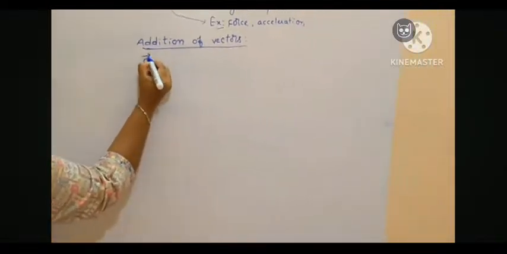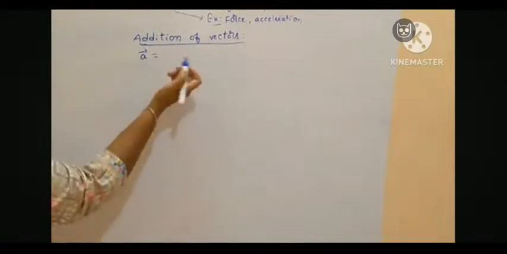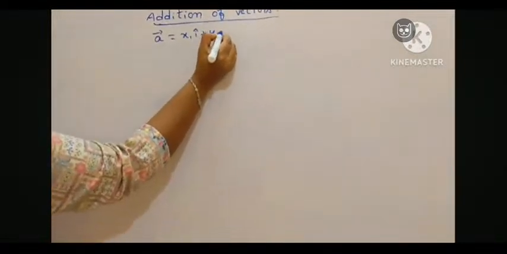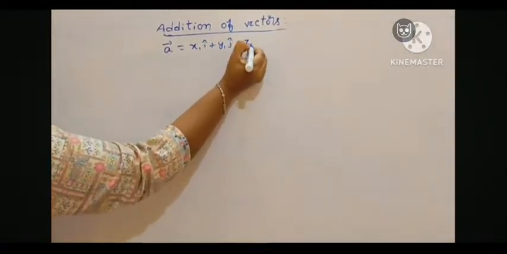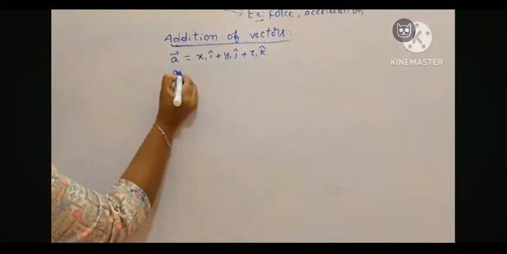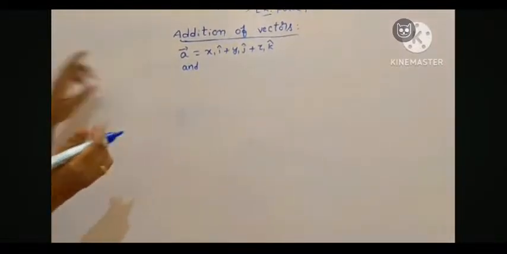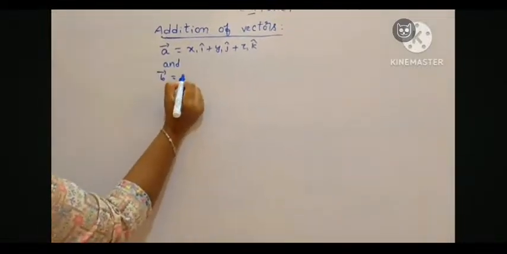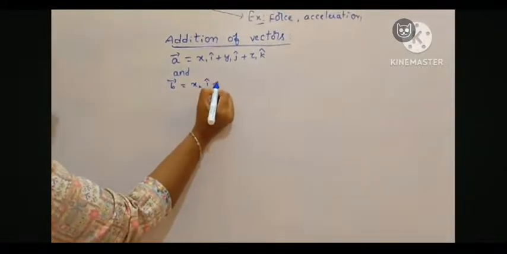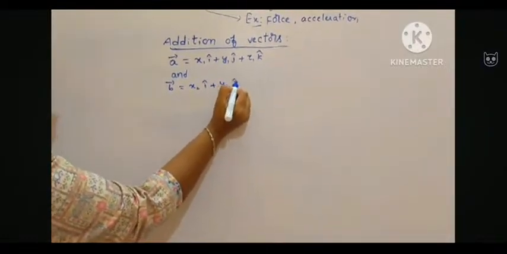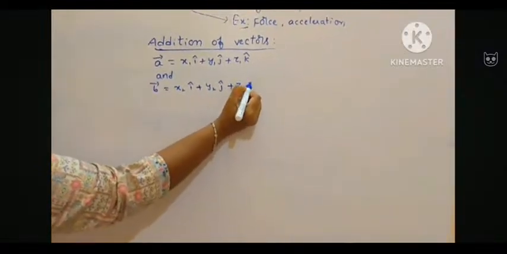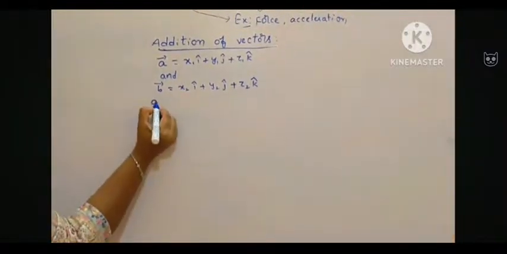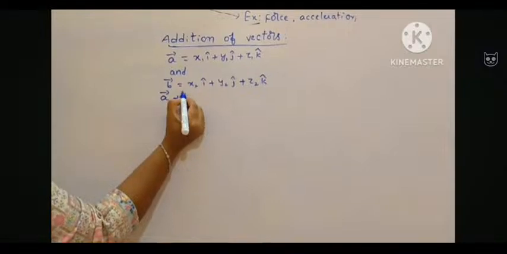Let us consider A bar. A bar is a vector having x1 i cap plus y1 j cap plus z1 k cap, and one more vector I will take for adding with this A bar. So take B bar, x2 i cap plus y2 j cap plus z2 k cap. Now add these two, A bar plus B bar.